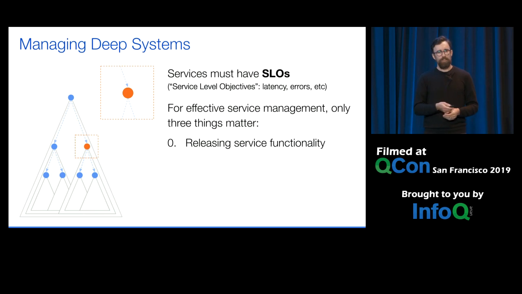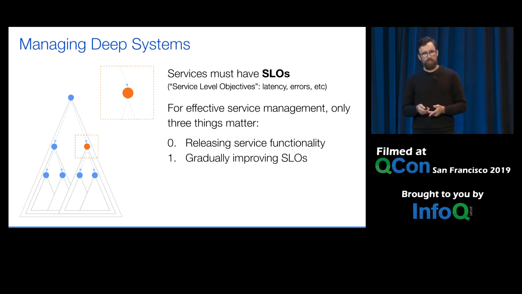If it wasn't for that, the easiest way to maintain your SLOs would be just to walk away from the keyboard and never push another change, right? So we do need to do this. It's number zero. The other two things we need to do are to gradually improve our SLOs.